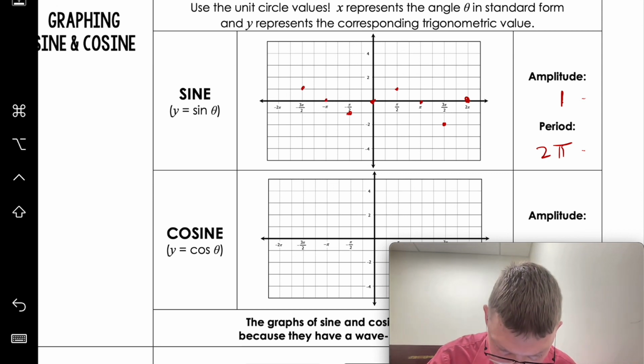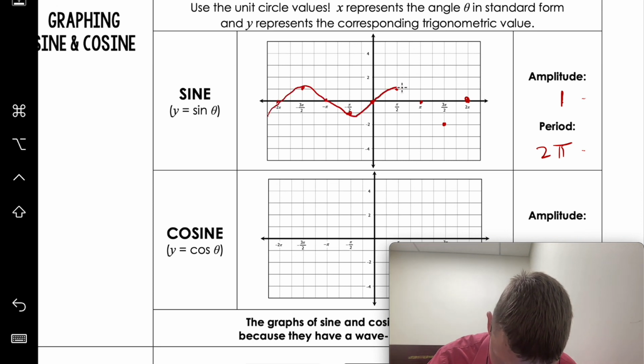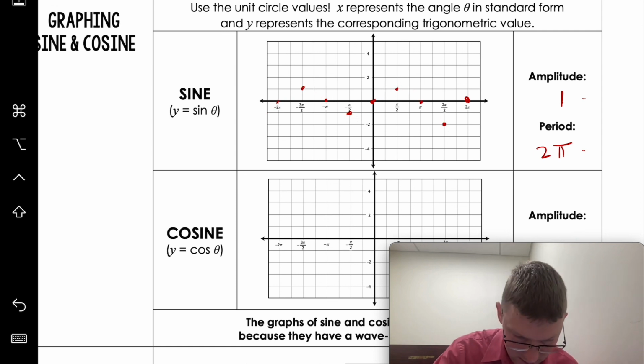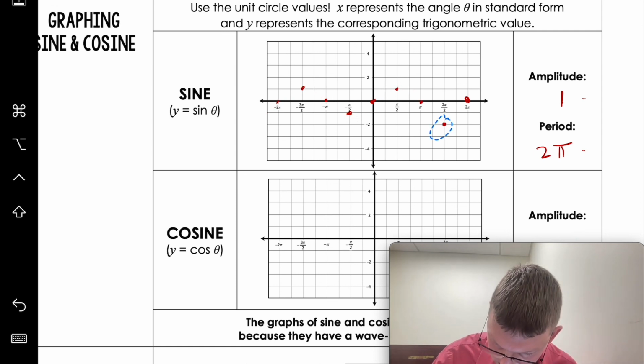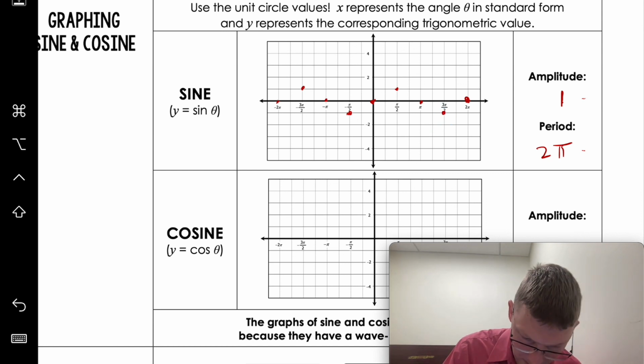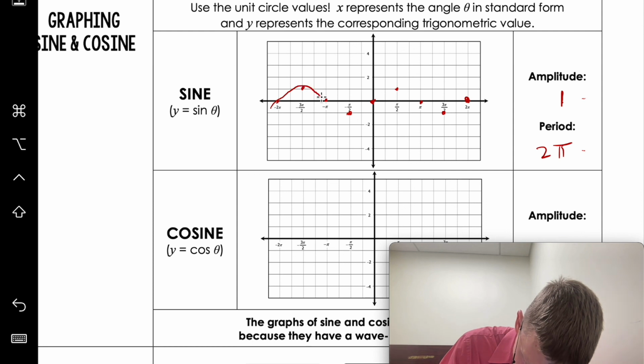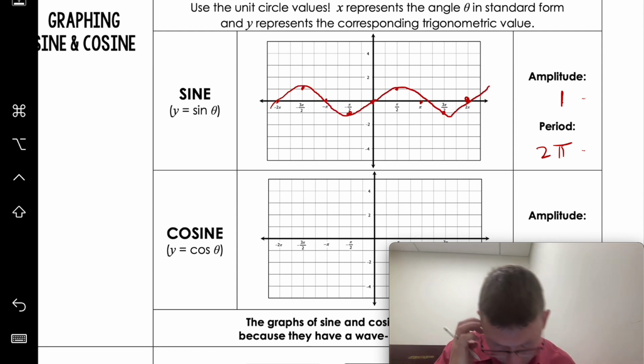And once you get some of those dots, then you can make a nice little graph here. Whoops, that one went too far down. I really wanted to go down to 2, but it was at 1. So this is your parent graph of a sine wave.